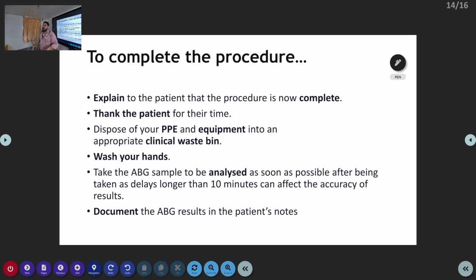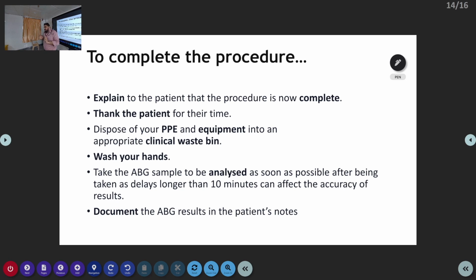Before you start analyzing the result, you should know a brief clinical history. Without a clinical history, do not analyze an ABG. Without a clinical history, whoever it is, you will not be able to analyze an ABG. So that is very important. Without a clinical history, don't analyze the ABG.